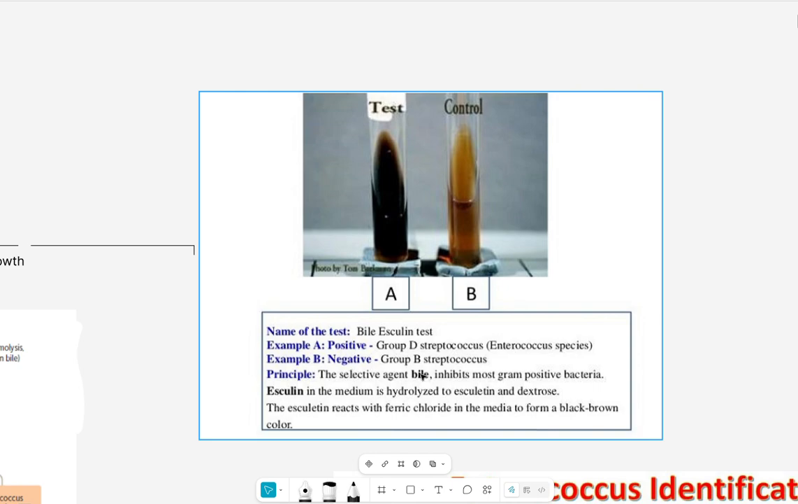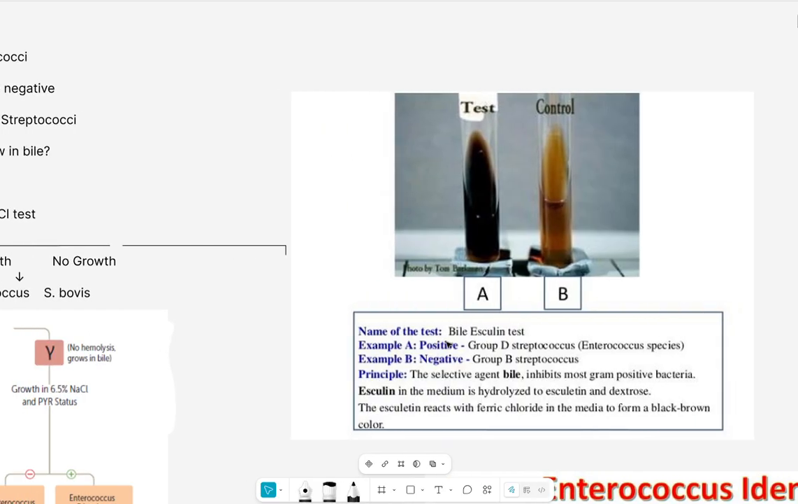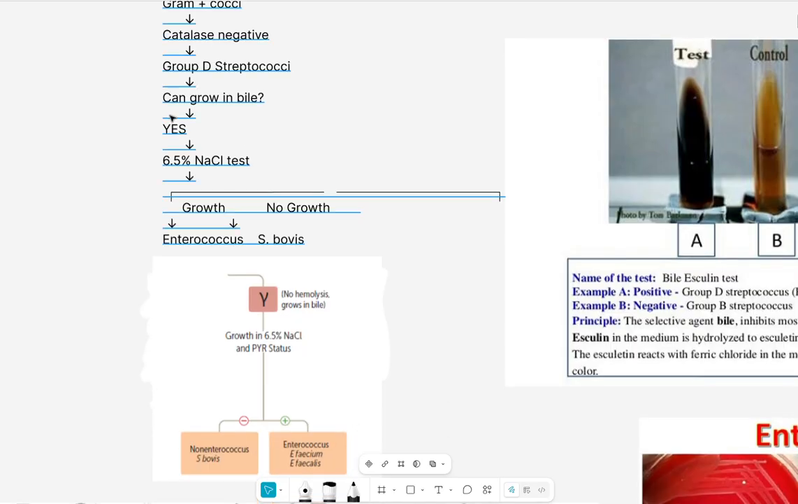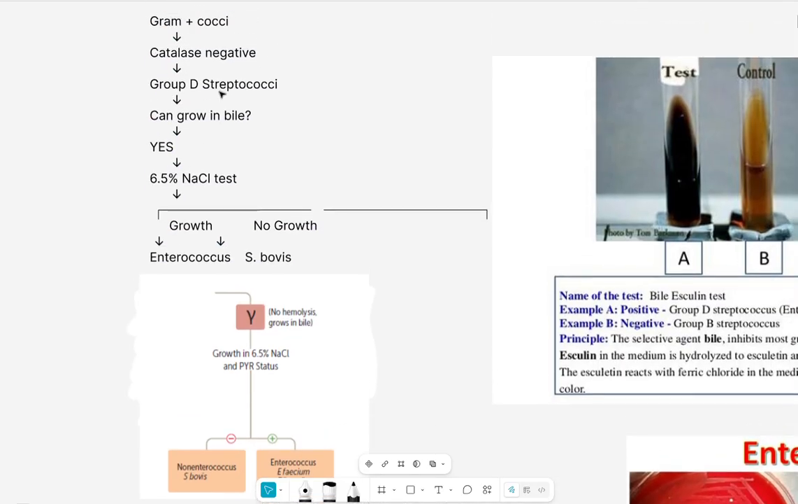So the selective agent bile inhibits most gram-positive bacteria. Esculin in the medium is hydrolyzed to esculetin and dextrose. The esculetin reacts with ferric chloride in the media to form a black-brown color. So when you get hydrolysis with the bile, that's basically group D streptococcus. You can remember that, right? So can it grow in bile? Yes, it can.